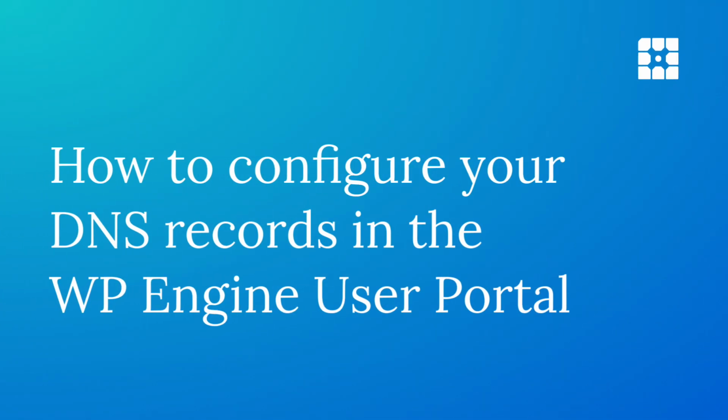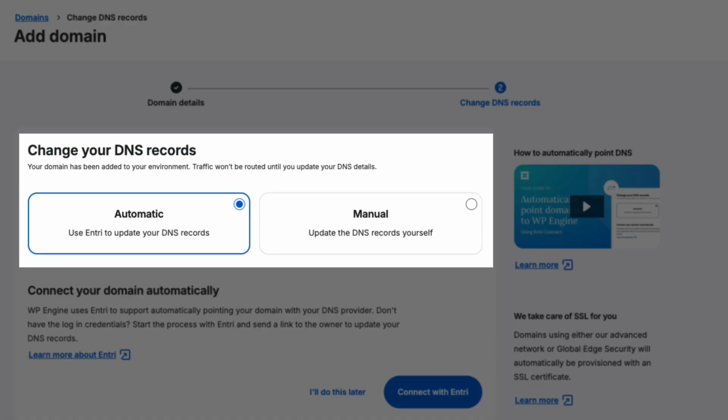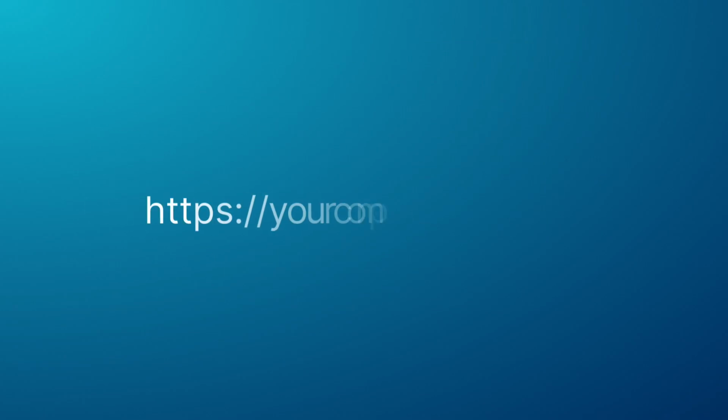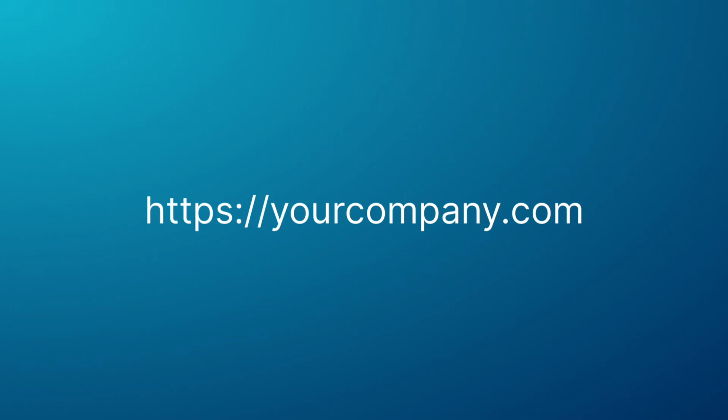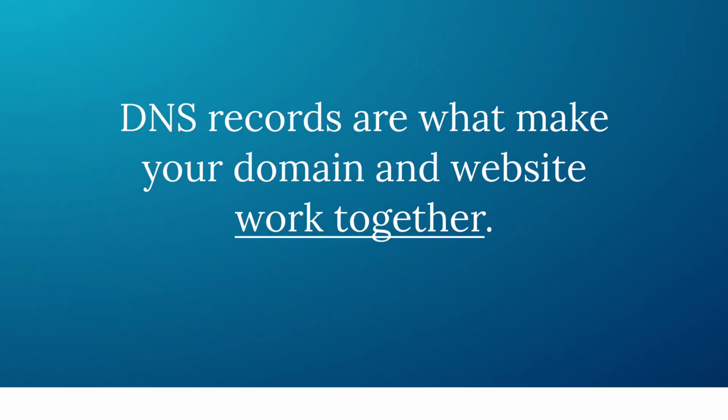After you've added your domain to the WP Engine user portal and set it as the primary domain, the next step is to configure your DNS records so you can connect your domain to your website. DNS records are simply a set of instructions that connect your domain name to where your website is hosted, so when someone types in your domain, their browser knows exactly where to go to load it. In short, DNS records are what make your domain and website work together.